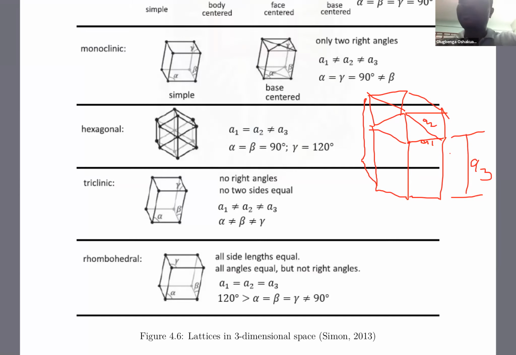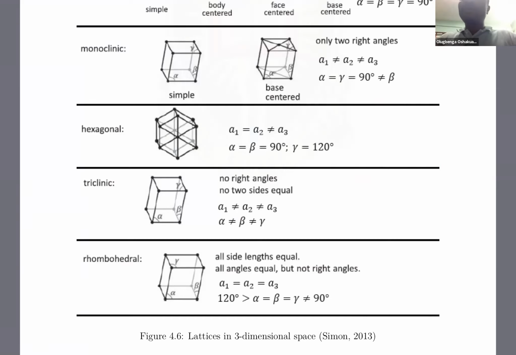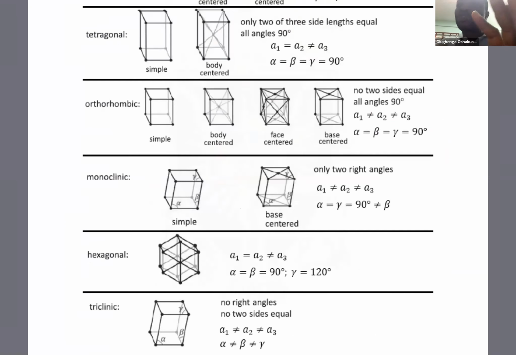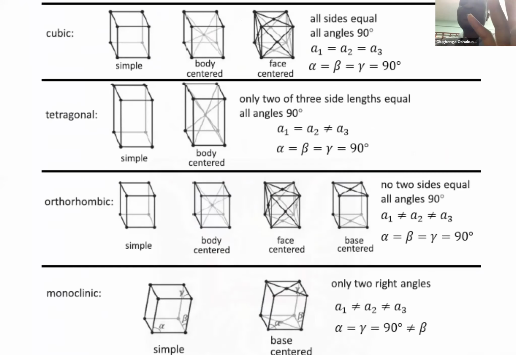So moving further, you have triclinic, which you can follow from the information that has been provided, and rhombohedral, which you can also follow from the information provided here. Everything we have here shows what we call conventional cells, and they are conventional cells and not primitive cells.